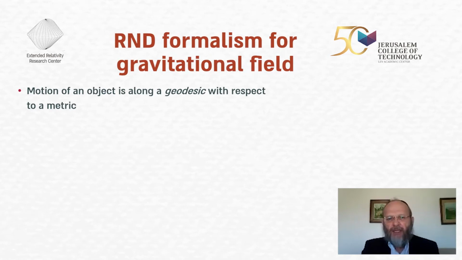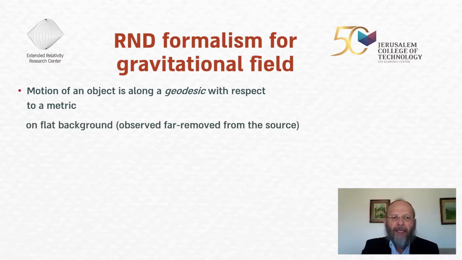What is the formula for a gravitational field? Motion of objects is along a geodesic with respect to a metric. What is the difference between the approach I'm presenting here and GR? GR works on the curved space-time itself. When you work on a curved space-time, everything becomes very complicated because you have to define everything: parallel transport, the covariant derivative, and you have to have a lot of machinery developed within the theory of Riemannian manifolds, which I will show you is not needed here, because we work on the flat background.